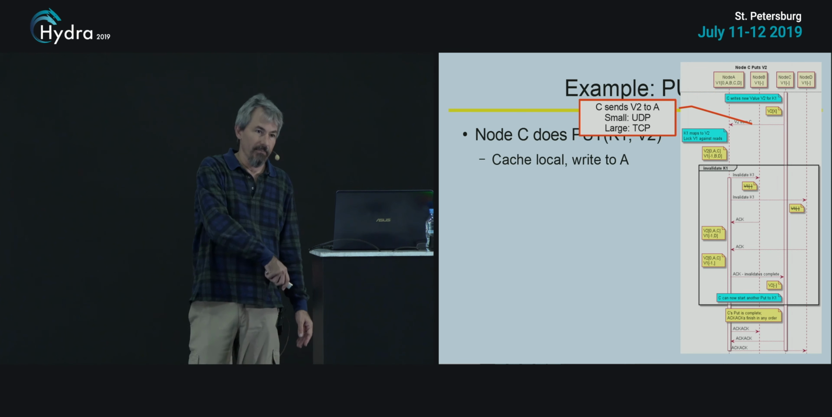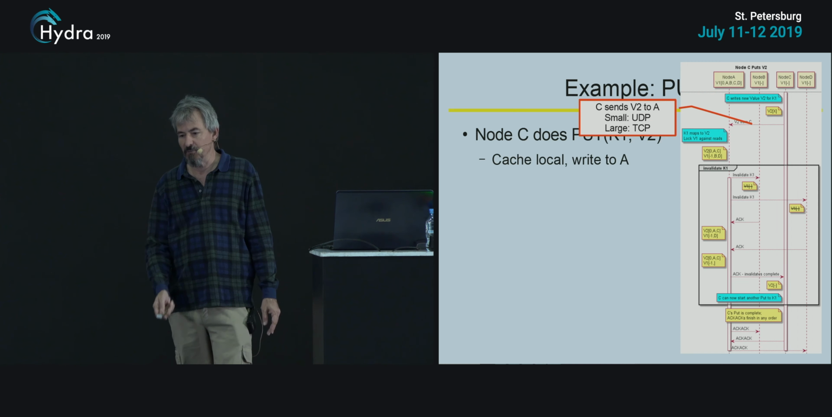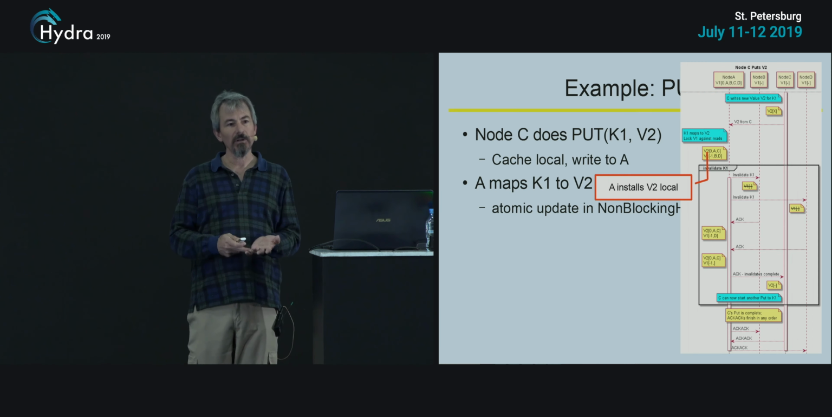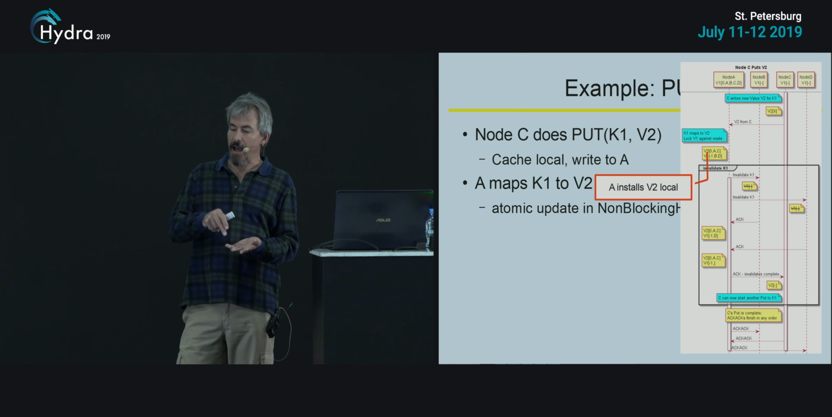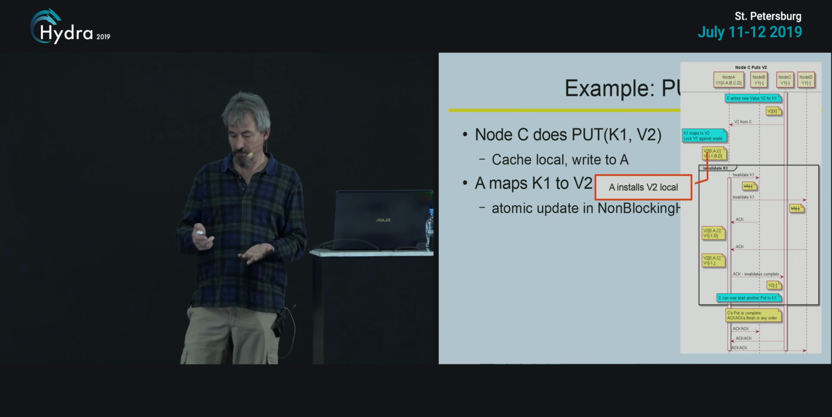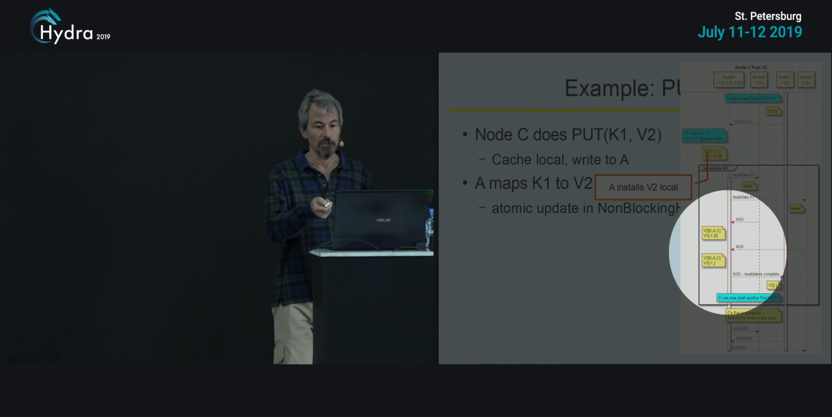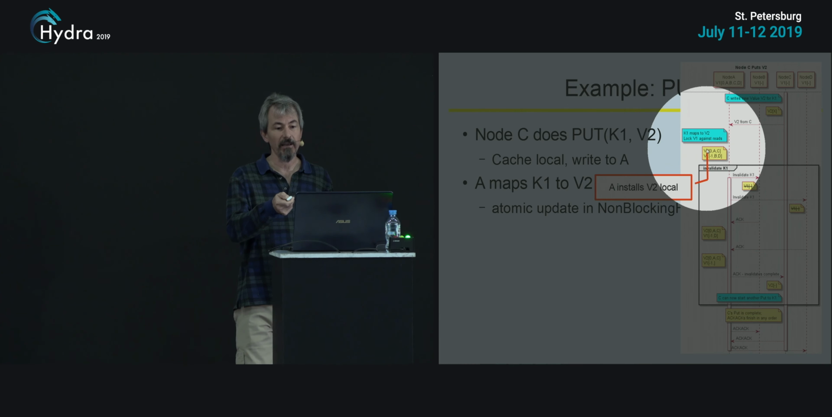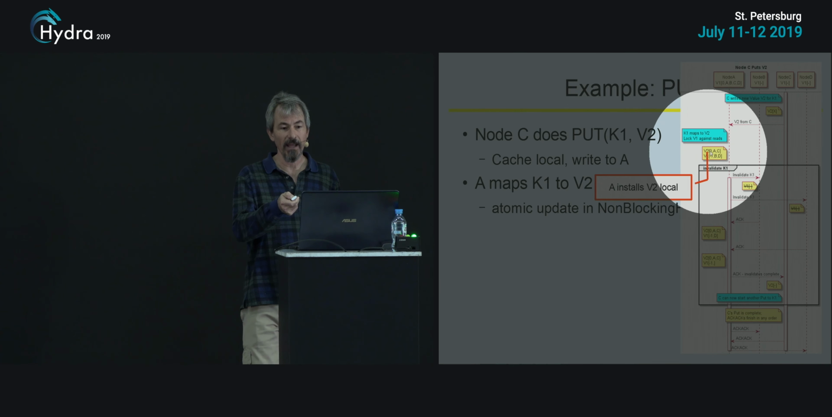So then I send it to A, and again, fast or slow, UDP, TCP, depends on the size. Once A gets it, he installs it locally. He updates the hash table he has locally with a new version. He knows that he has a copy. Here, get this thing again. That's the A and C being cached. And the 0 count says there's no outstanding gets.